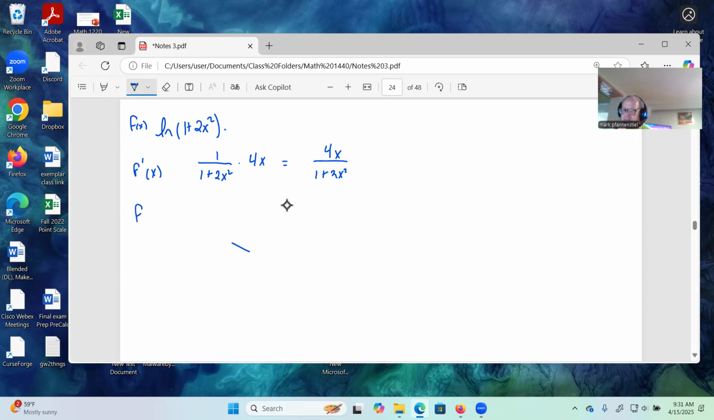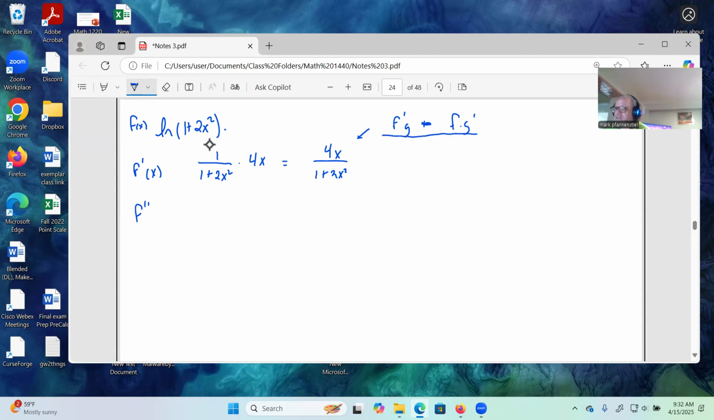Second derivative. Now it gets to be fun. Let me go ahead and get rid of this. I'm going to leave this as it is so we can use our quotient rule. Remember, that's f prime times g minus f times g prime. So derivative of the first times the second minus the first times the derivative of the second, all divided by the second thing squared.